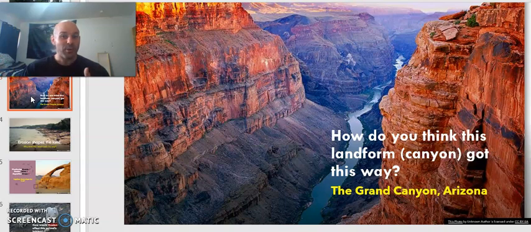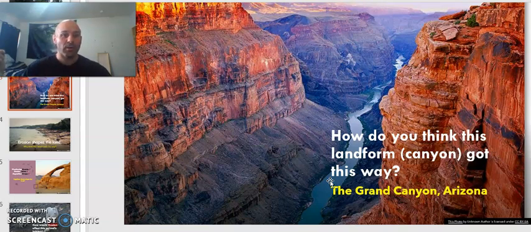So I hope some of you came up with a good answer that included this river you see at the bottom of the canyon. That rushing water, what do you think that did to the little rocks and dirt at the bottom of the river, at the bottom of the canyon over time? It washed it away, right? So that erosion caused by the river has carved this steep canyon over time.